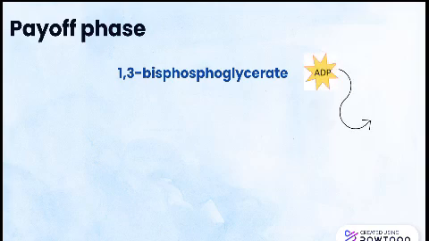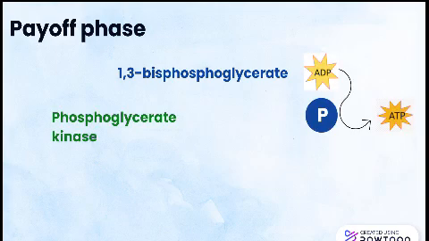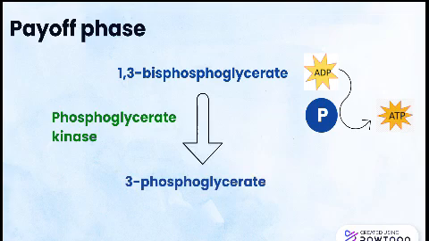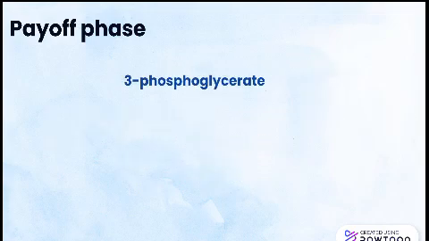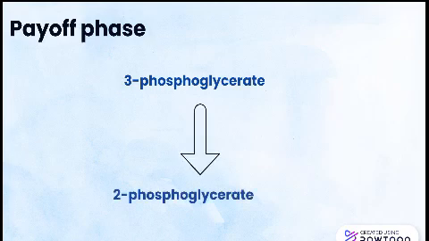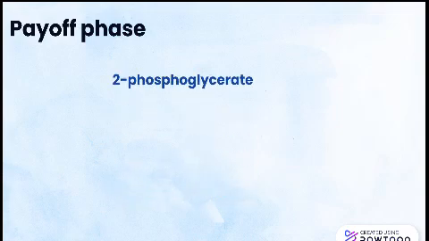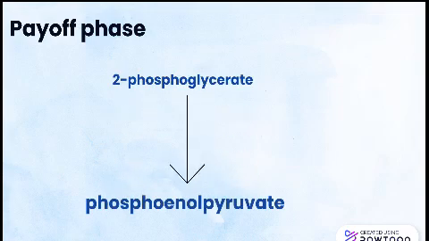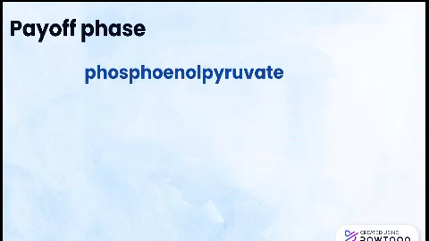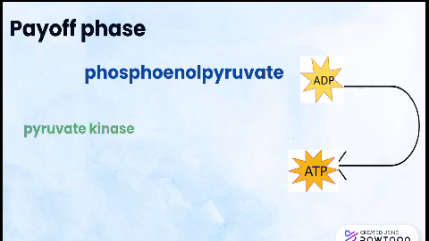Then, 1,3-bisphosphoglycerate transfers a phosphate group to ADP, catalyzed by phosphoglycerate kinase, forming 3-phosphoglycerate. 3-phosphoglycerate is then rearranged to 2-phosphoglycerate, catalyzed by phosphoglycerate mutase. 2-phosphoglycerate is converted to phosphoenolpyruvate by removing a water molecule. Lastly, phosphoenolpyruvate transfers a phosphate group to ADP, catalyzed by pyruvate kinase, forming pyruvate.